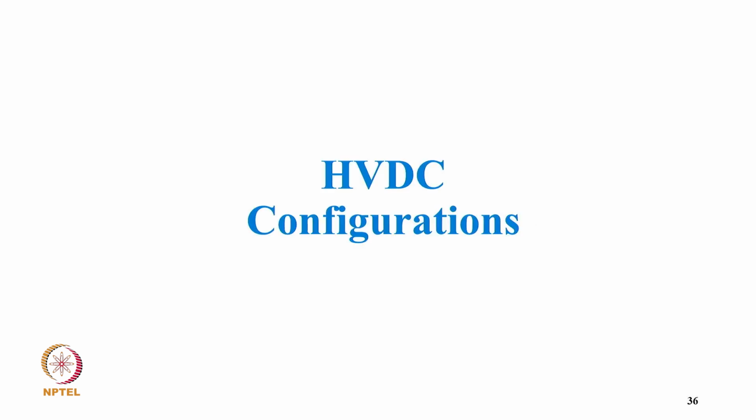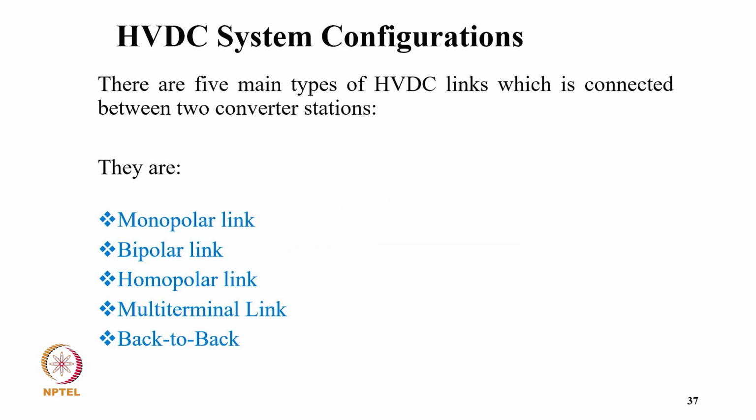interstate exchange of power. Now coming to HVDC configurations. There are five main types of HVDC link connected between two converter stations: monopolar link, bipolar link, homopolar link, multi-terminal link, and back-to-back.